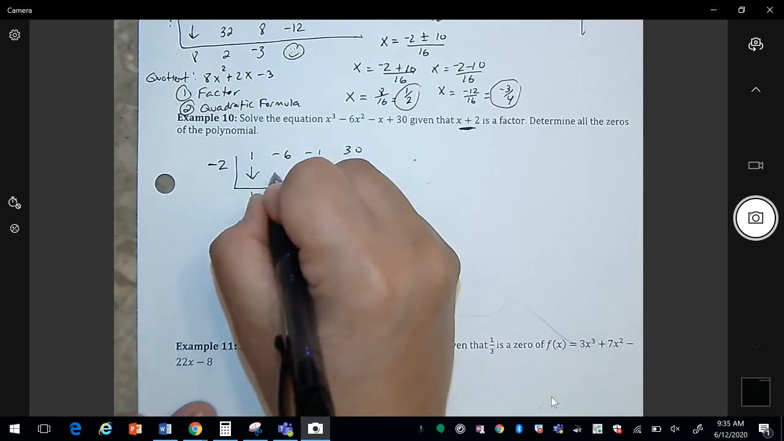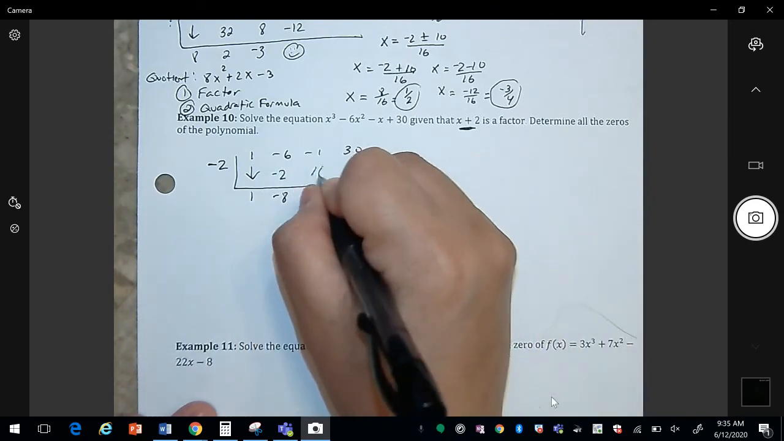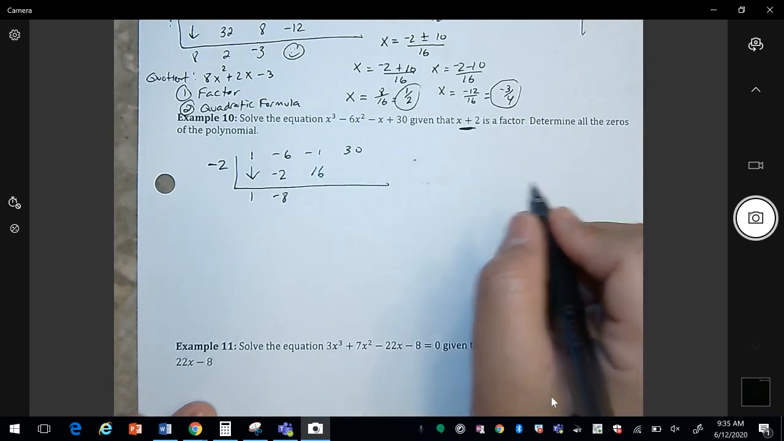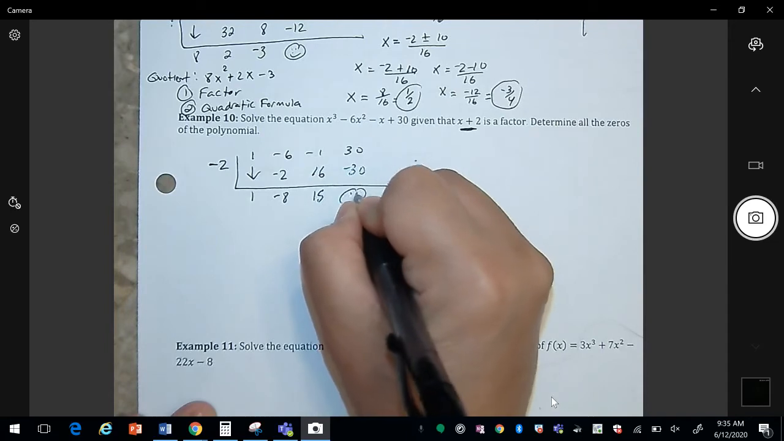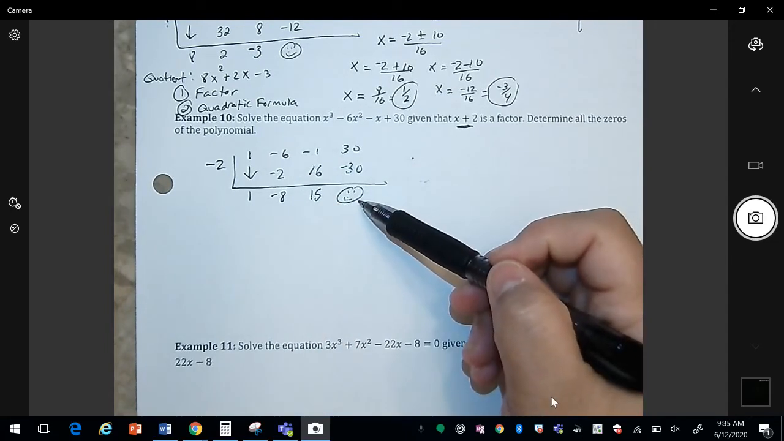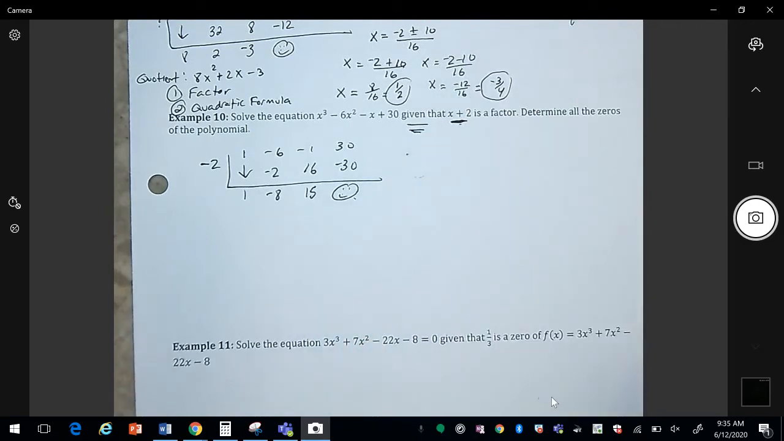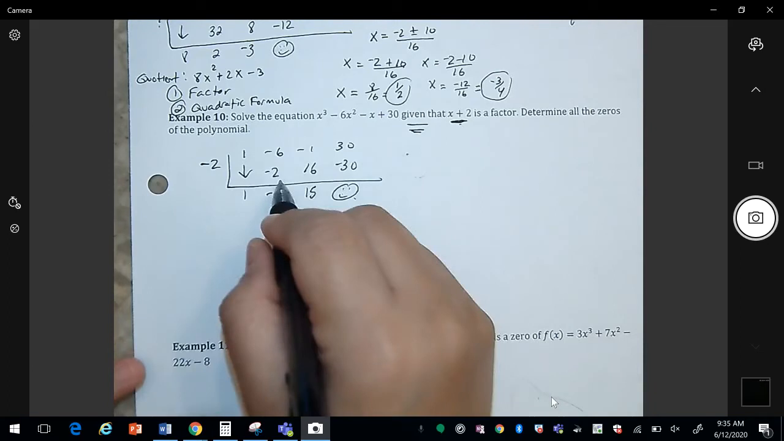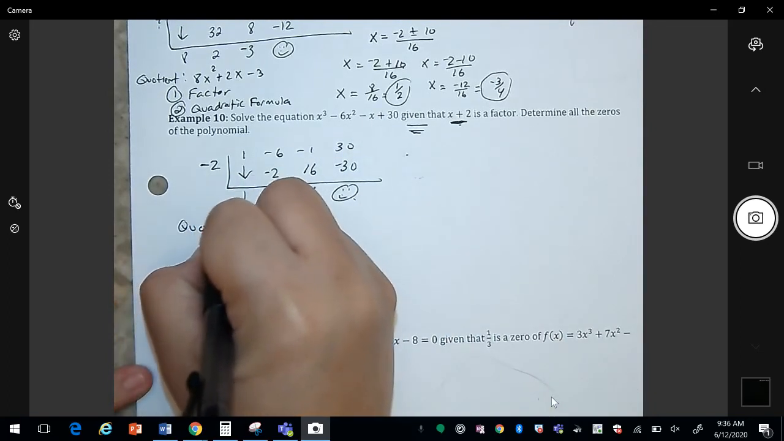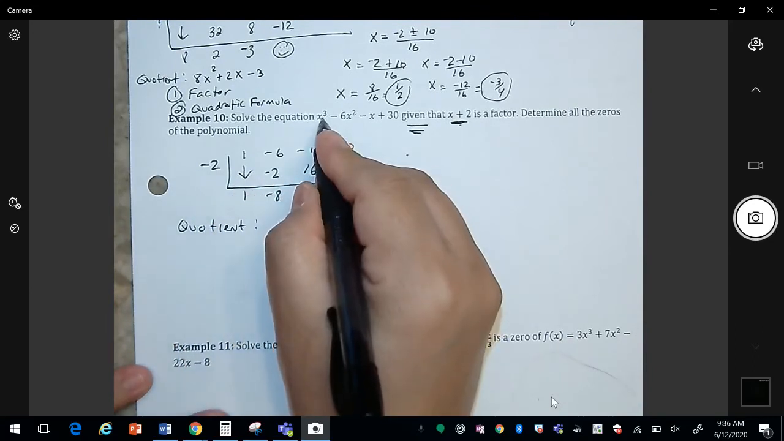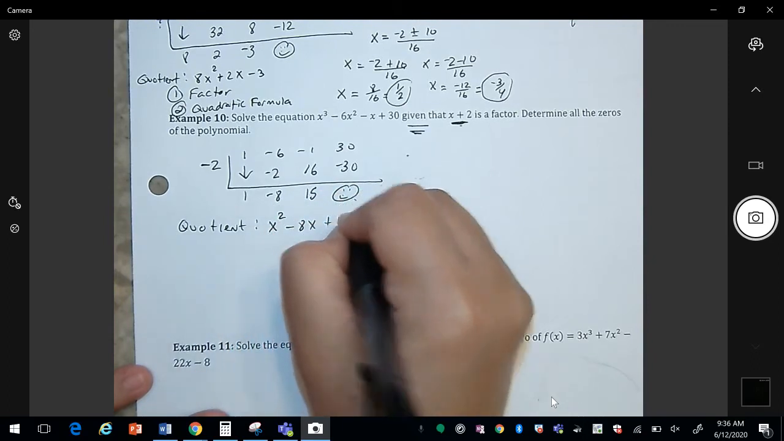So 1 times negative 2 is negative 2, plus negative 6 is negative 8, times negative 2 is positive 16, plus negative 1 is 15, times negative 2 is negative 30. So we end up with 0. If you don't get a 0, then you know you did something wrong in here because they tell you that it is a factor. We use synthetic division so that we can break this down to something that's quadratic. So my quotient will be 1 less power. So if we had a power of 3, now I'm going to have x squared minus 8x plus 15.